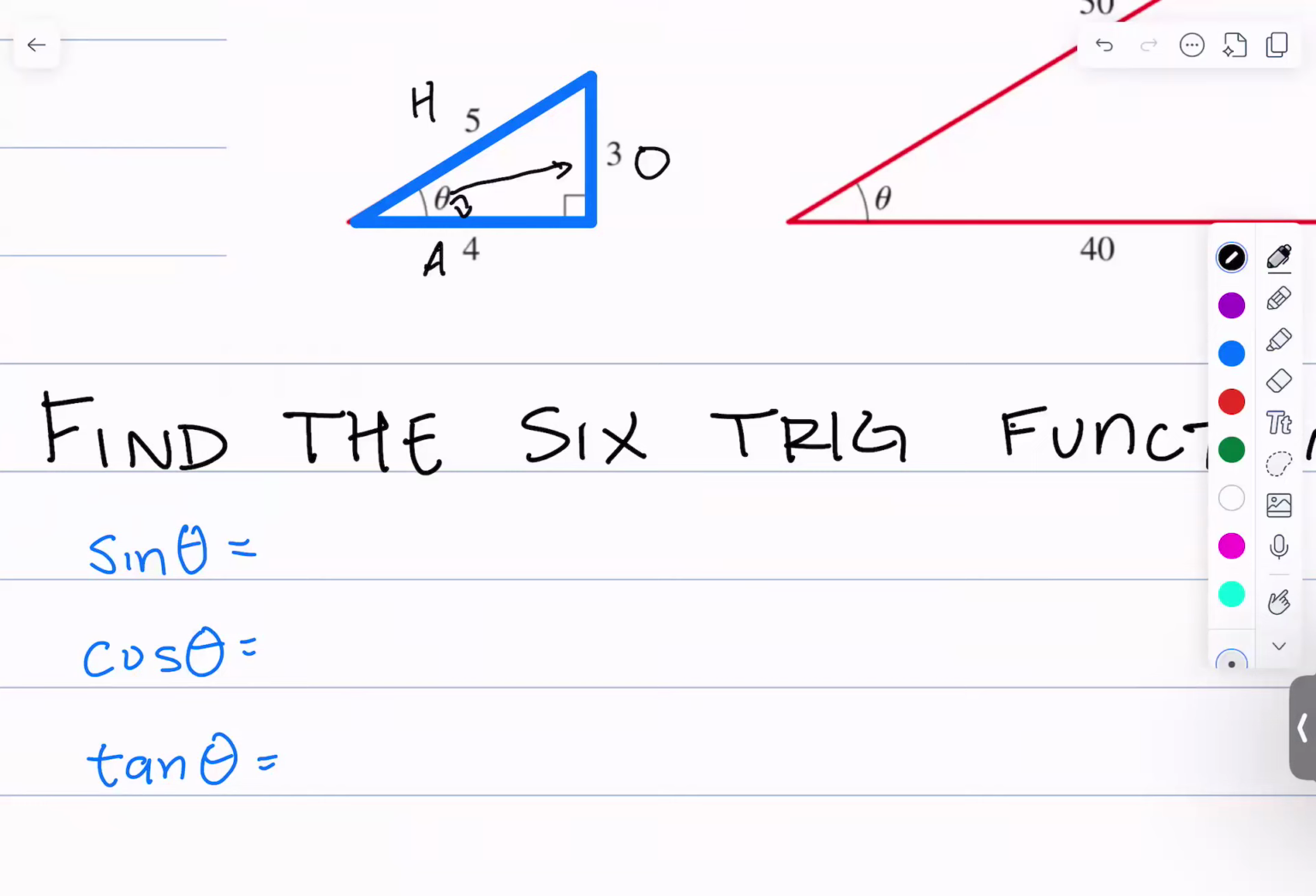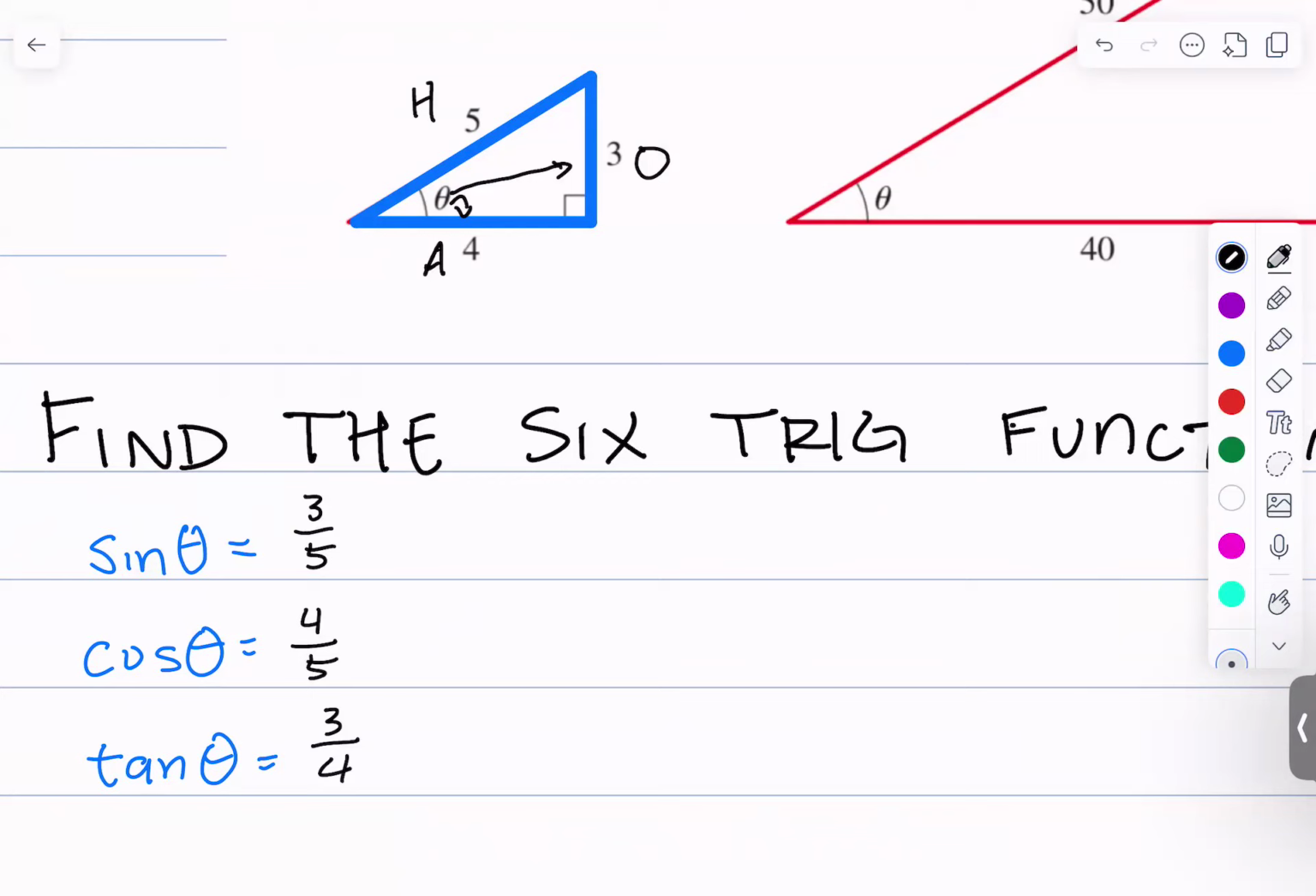So sine of theta is opposite over hypotenuse, which is 3 over 5. Cosine is adjacent over hypotenuse, which is 4 over 5. And the tangent is opposite over adjacent, which is 3 over 4.